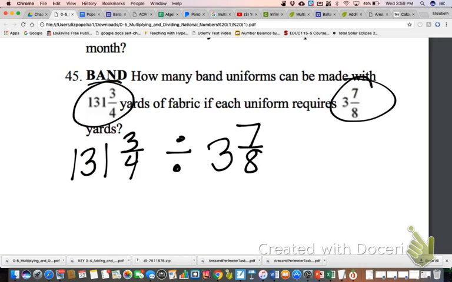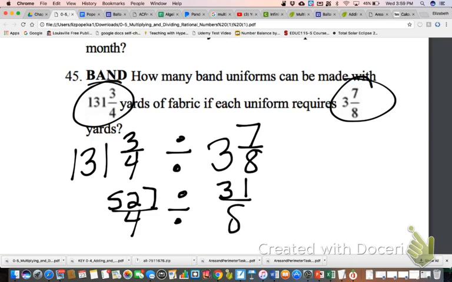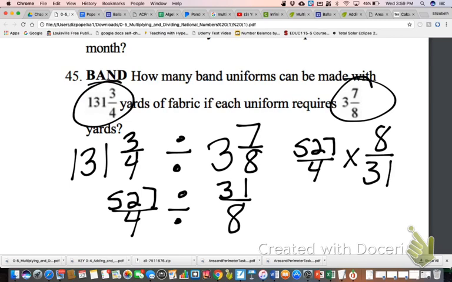So if I do 4 times 131 and then add the 3, this comes out to be 527 over 4 divided by 31 over 8. Kind of a pain, I get it. Okay, so now we're going to keep, and I'm going to keep 527 over 4 the same. I'm going to change that division to multiplication, and I'm going to flip to 8 over 31.